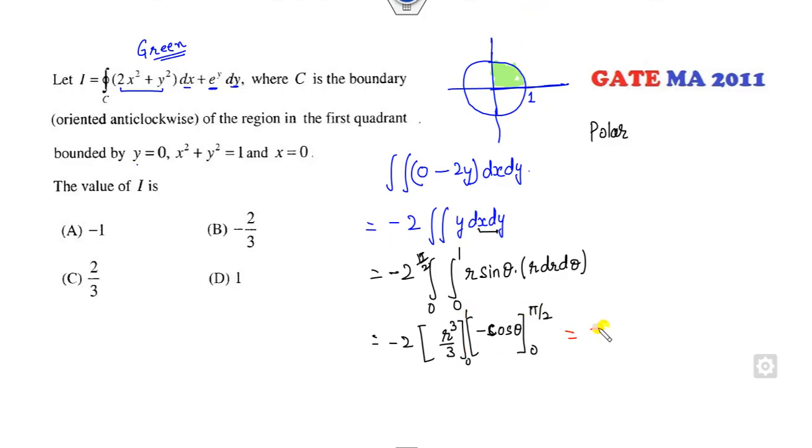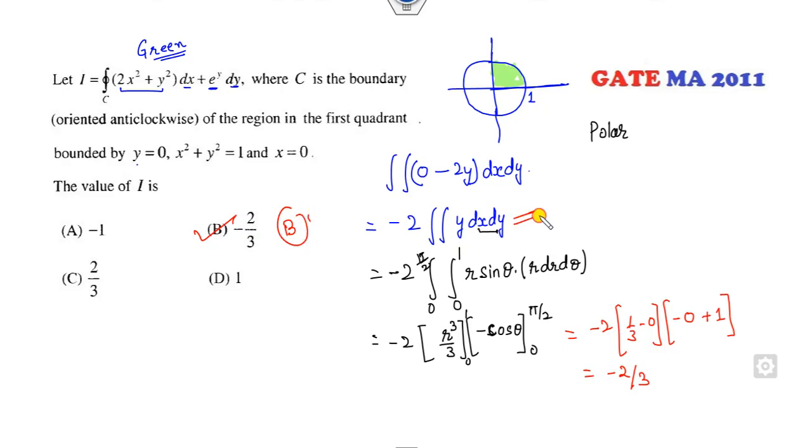So what is the answer of this? Minus 2 is outside. It's a 1 over 3 minus 0. And what is the cos of pi by 2? Cos pi by 2 will be 0. Minus minus plus cos 0 will be my 1. So what is the answer? This is 1. This is my minus 2 over 3, the right answer of this problem.